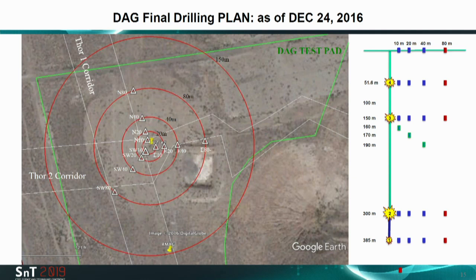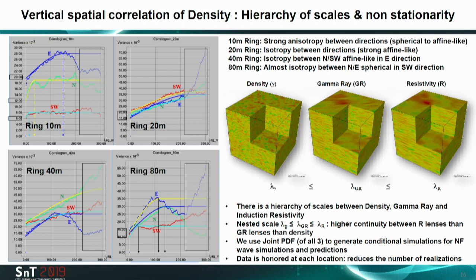We characterized this new site using these 12 wells. What we got is density, gamma ray, and resistivity, and we did some spatial analysis to see what the spatial variability of the alluvium near the shot looks like. We found that the region is characterized by isotropy to strong anisotropy, depending on the azimuth as well as on the range from the source itself. The structure of the correlation varies from spherical to a fractal-like hierarchy.